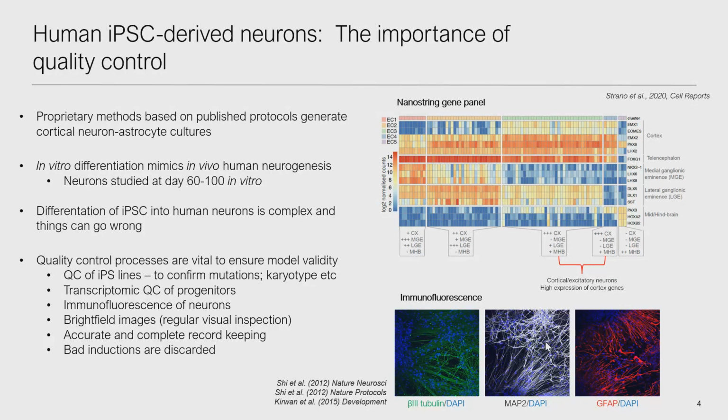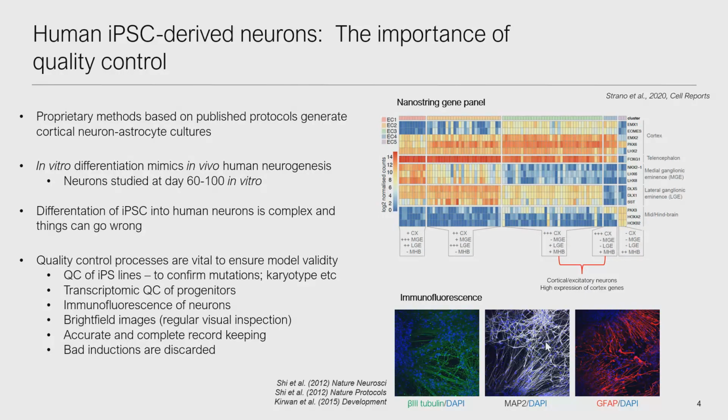So we work with proprietary methods that are based on published protocols, and we've got some references on these slides, to generate cortical neuron astrocyte culture systems. This in vitro differentiation protocol mimics the in vivo human neurogenesis. So we obtain reasonably mature neurons from around day 60 in vitro, and we typically study their biology and behavior from around day 60 to day 100 in vitro. So these are quite extended periods in culture.